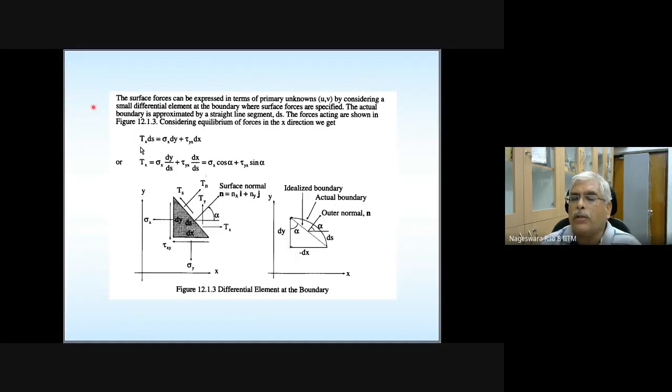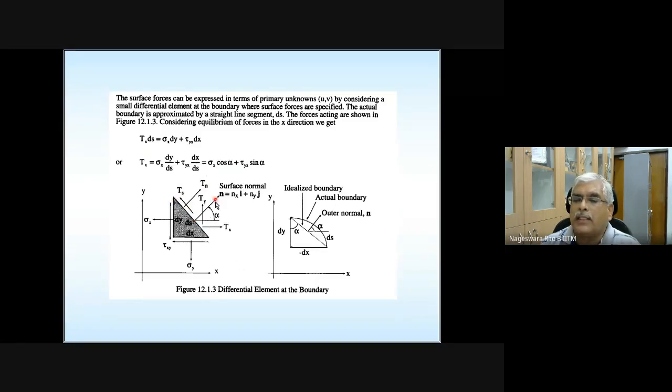Okay, so you can go through all this. And also, Ts is nothing but traction on this differential element, on this surface, on this face.